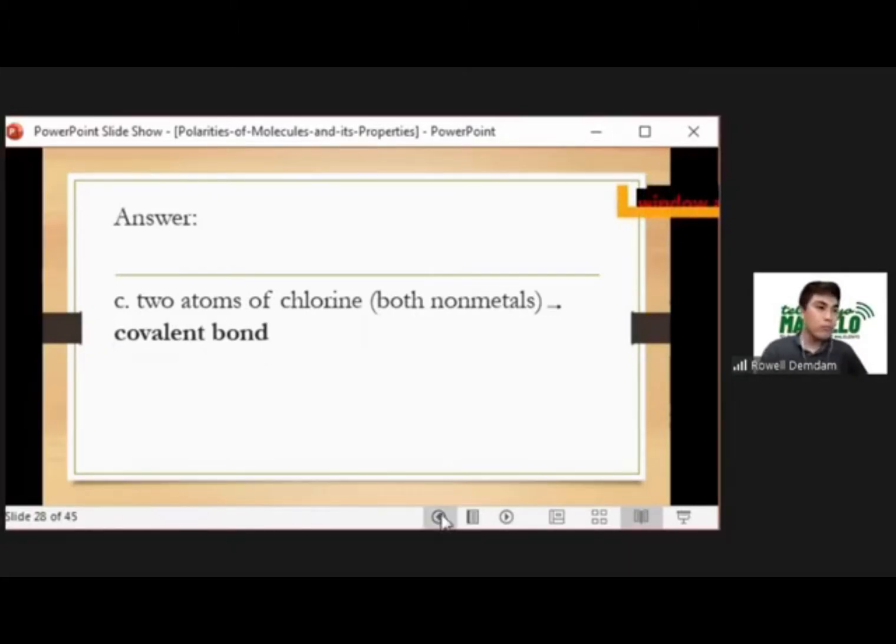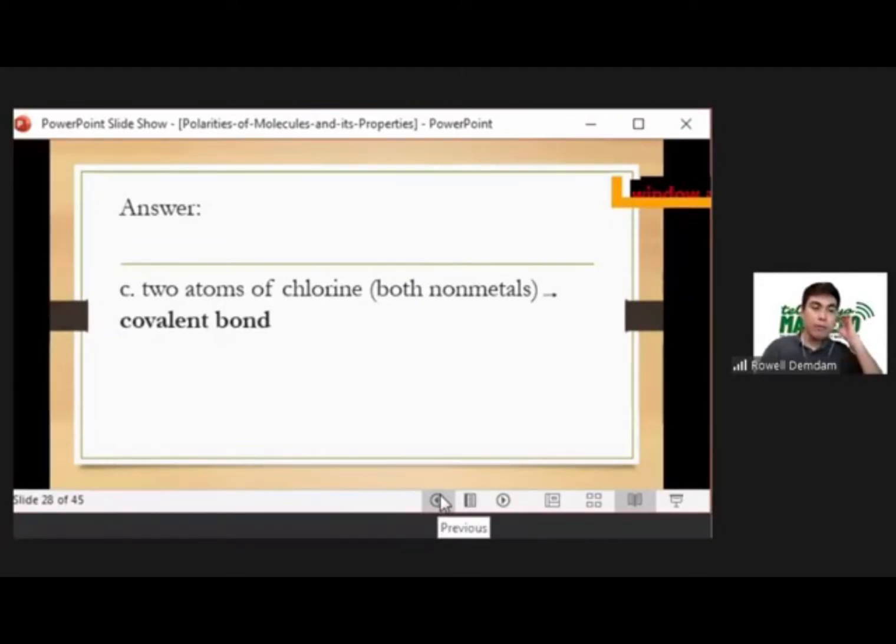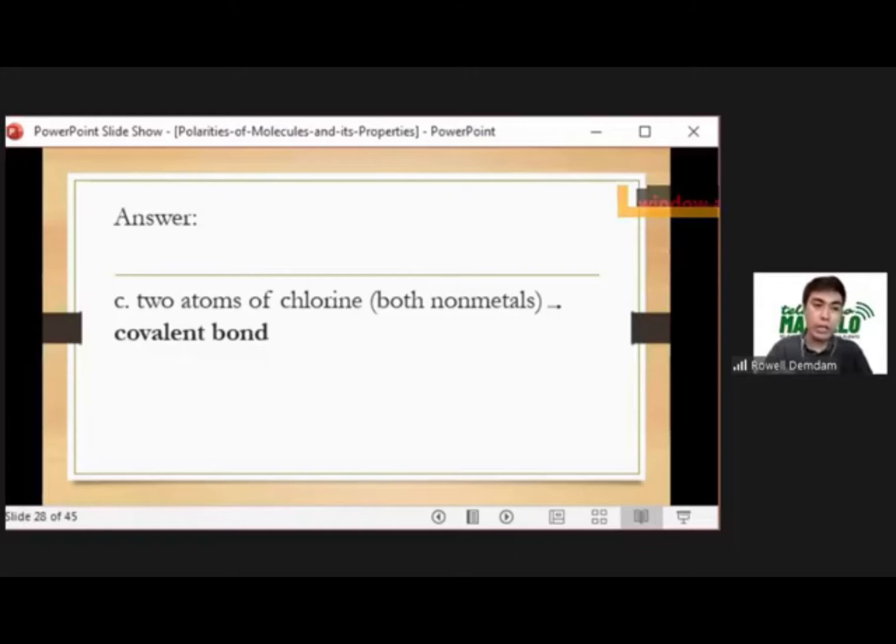So for letter A, we have chlorine and potassium. What do you think is the electronegativity difference between chlorine and potassium? You can search for these values in your periodic table. When you subtract the electronegativity values of chlorine and potassium, you will get a difference of 2.2. And you will also see that chlorine is the more electronegative atom between the two. So the type of chemical bond is ionic, definitely.